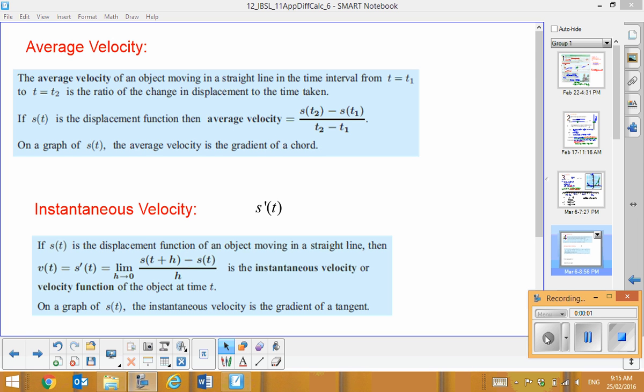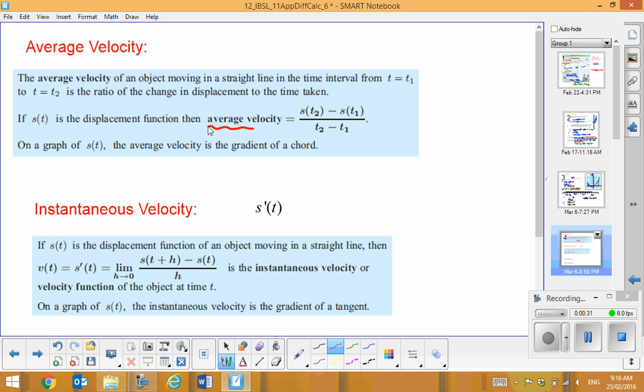Now, average velocity. We want to talk about the difference between average velocity and instantaneous velocity. You would have done average velocity up to year 10. The average velocity of an object moving in a straight line, from time t1 to t2, is the ratio of the change in displacement over the time taken. So if s of t is the displacement function, this is like your distance over time. That's your average speed.